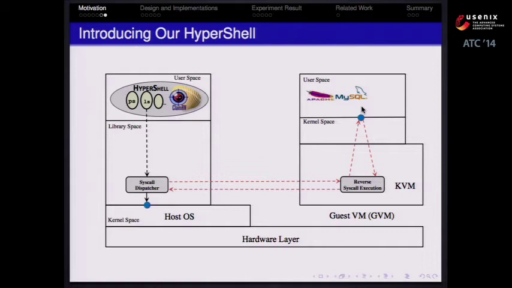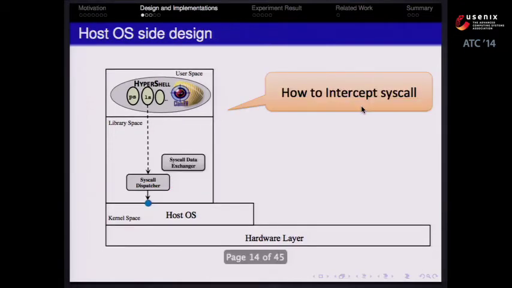Next, I will detail the design of each component of our system. First, let us see the host OS design. Since our key approach is to redirect the system call for execution, the first question is how to intercept the system call. We have adopted a library interposition approach, and this approach requires no modification to the native program.